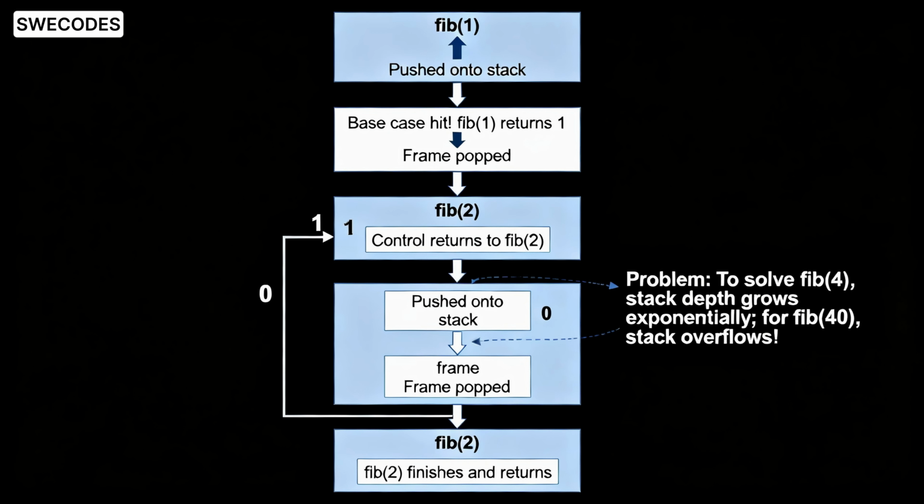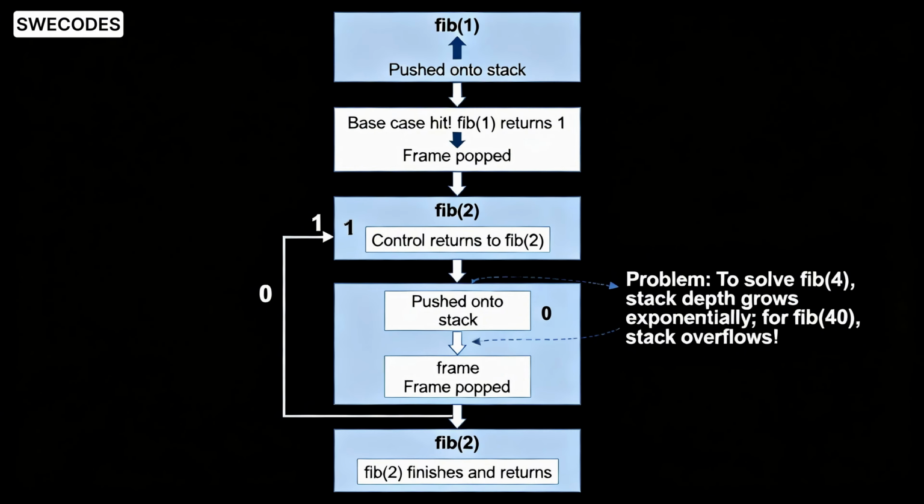But we're not done. Control returns to fib2. It still needs its second call, fib0. Fib2 calls fib0. A new frame for fib0 is pushed on top. Fib0 returns 0 and is popped. Now fib2 can finally finish and return.